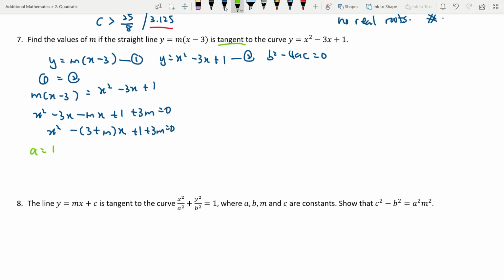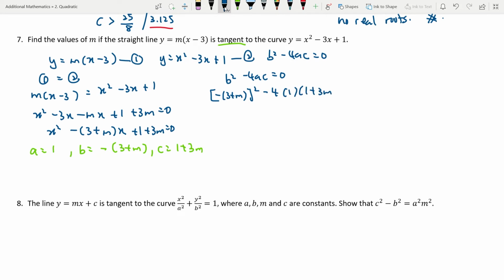a is equal to 1. b is equal to -(3 + m). c is equal to 1 + 3m. Let's apply the discriminant equal to 0. b² - 4ac = 0. Substitute in all the values. (-(3 + m))² - 4(1)(1 + 3m) = 0.